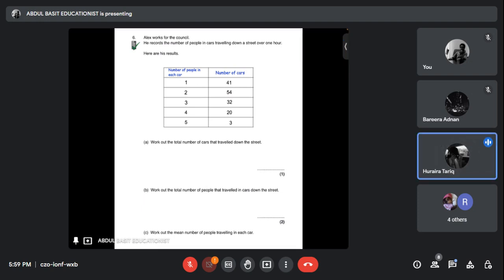Alex works for the council. He records the number of people in cars traveling down the street over an hour. Here are his results. Work out the total number of cars that traveled down the street.